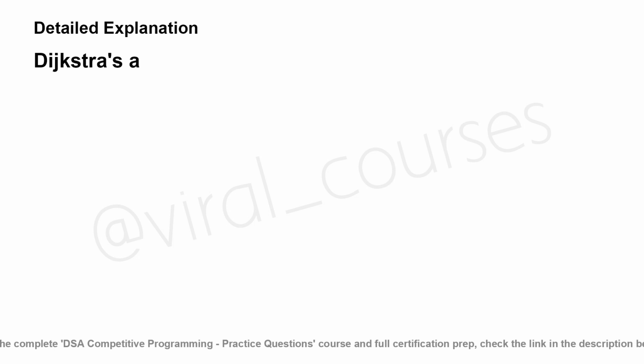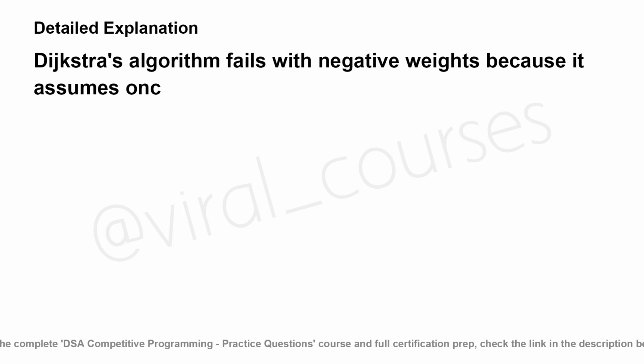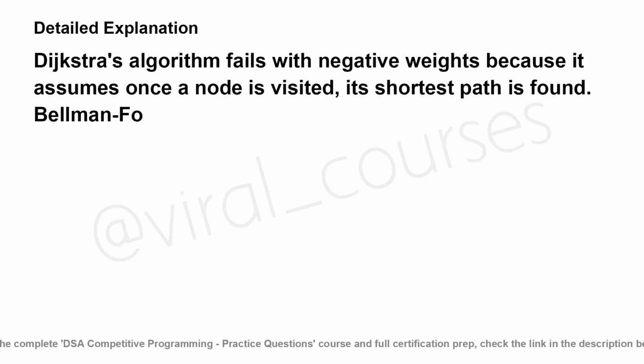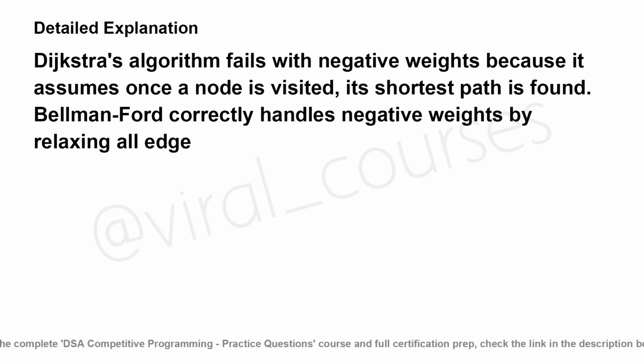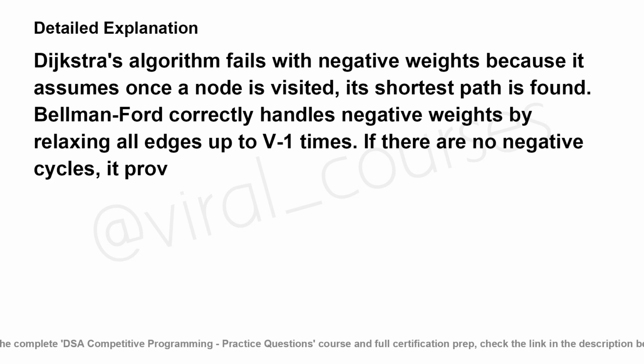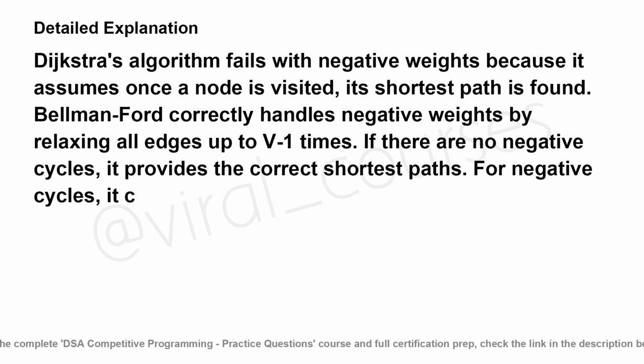Dijkstra's algorithm fails with negative weights because it assumes once a node is visited, its shortest path is found. Bellman-Ford correctly handles negative weights by relaxing all edges up to V minus 1 times. If there are no negative cycles, it provides the correct shortest paths. For negative cycles, it can detect their presence.